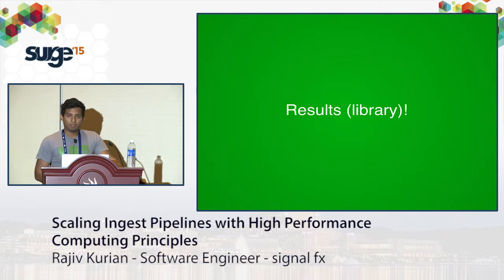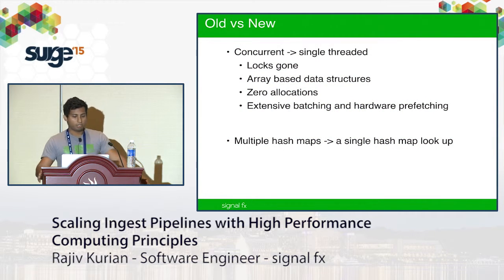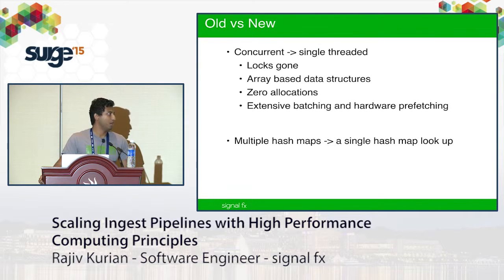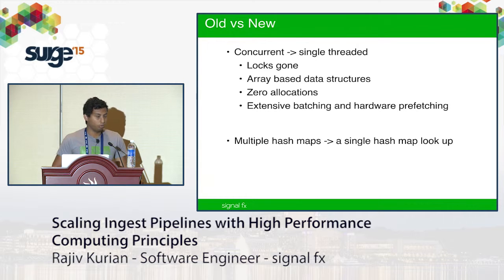So let's look at the results of applying these techniques on our own library. So just a recap, we went from concurrent to single-threaded. That really helped us. Obviously, the locks were gone, but the bigger changes were that we had array-based data structures. Because we could reason about lifetimes of objects, we had exactly 0 allocations in the data path. And we had extensive batching and prefetching opportunities just because we laid out everything in arrays. And we went from multiple hash maps to a single hash map lookup. So hash map lookups are killers. They kill your performance, especially if you're trying to do numerical work. So the fewer, the better.